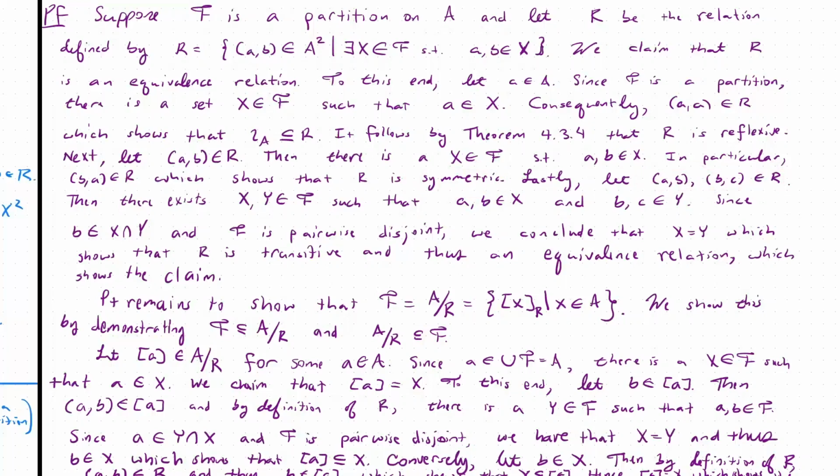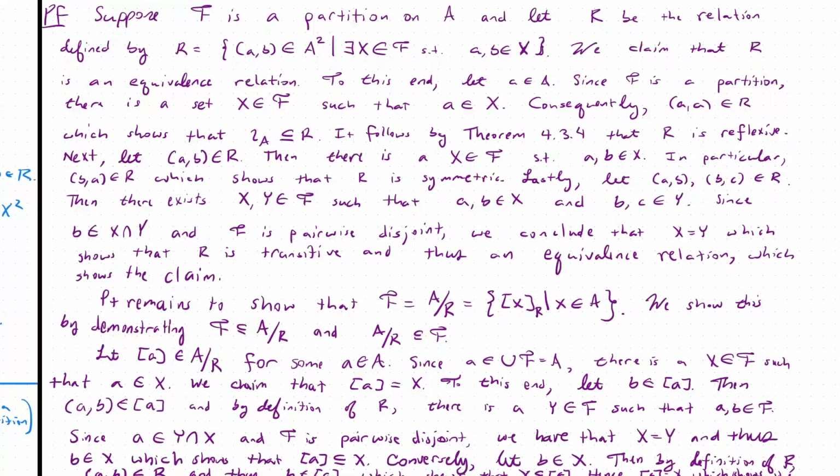For transitivity, just as with our scratch work, we choose our (a, b), (b, c) in the relation R. Then by definition, we have that there are two sets. They may not necessarily be equal, but we know that there are two sets X and Y in the family of sets with the property that (a, b) tells us a, b are both in X, and (b, c) tells us that b, c are in some set Y. Now we use the fact that F is pairwise disjoint. Since b is in the intersection and they're pairwise disjoint, they must be equal. And therefore, R is transitive, and that shows that it is an equivalence relation. So that shows the first part of the claim.